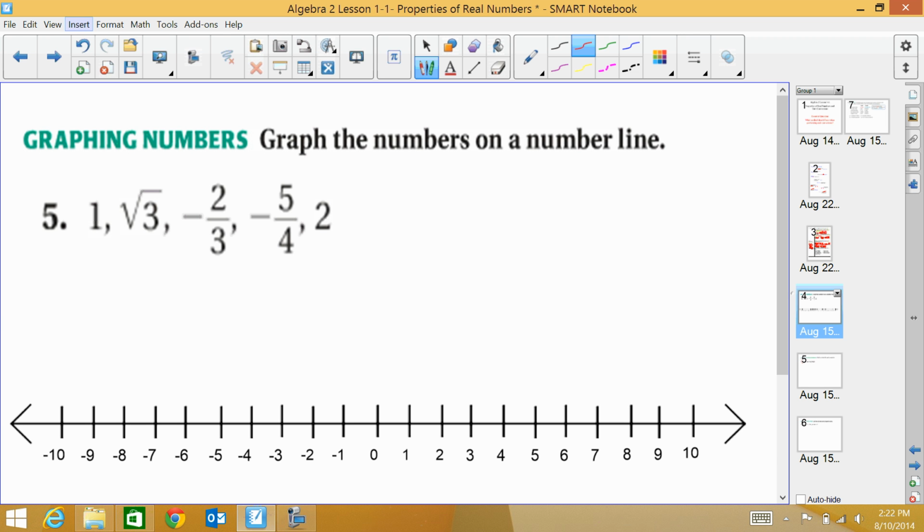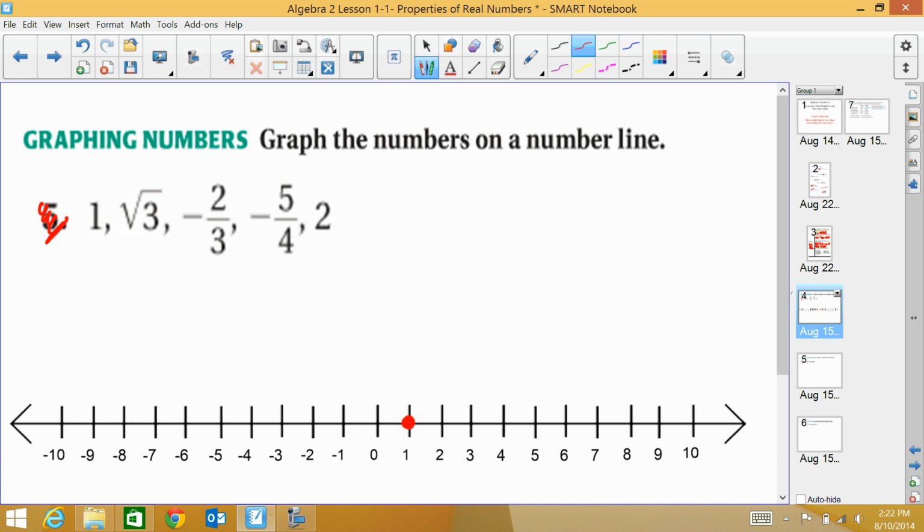So first, we're going to graph the numbers on a number line. Now, this part is just the question number, number 5, so we're just going to get rid of that because that's not really part of what you're doing. So we want to graph 1 on the number line. That's easy. That's down here. You can just put a little dot on the number.